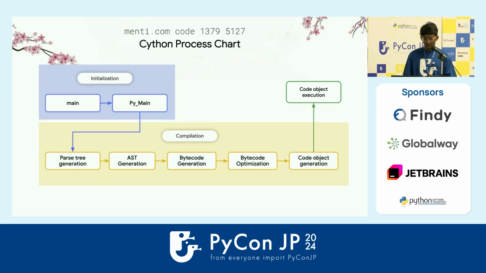But once we go to Cython, it changes. In Cython, the major thing is we are taking the interpreted and compiled part of Python, which is usually very slow, and doing it beforehand so that our code is faster. We'll get to the details of how it's done, but it usually requires parse tree generation, AST generation, bytecode generation, then optimization, and then we end up with a code object.